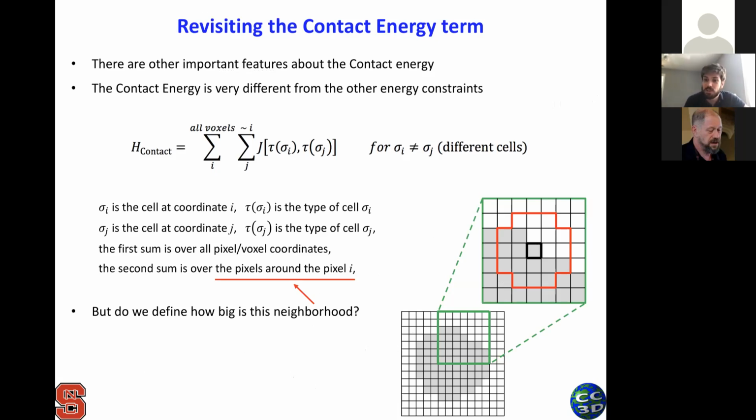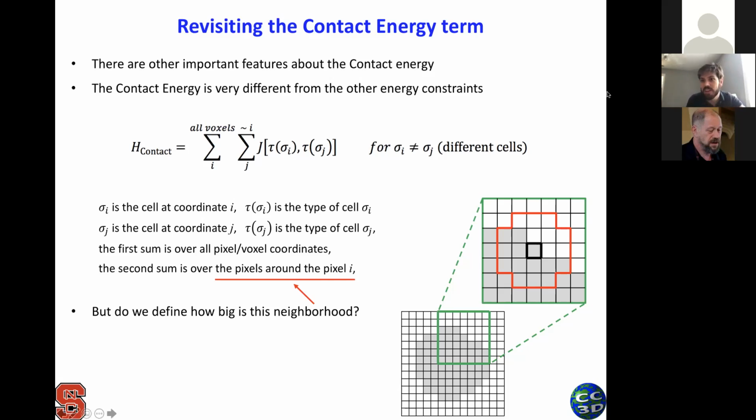Okay. So remember what we talked about contact energy before: the way it works is every time you have a spin flip, the energy works by looking at that spin that has been flipped and looking all around its surface or its neighborhood, and then calculating all those J values between that pixel and all the pixels around. Okay. But the question is, how do you define this neighborhood at which you look around each one of those pixels?